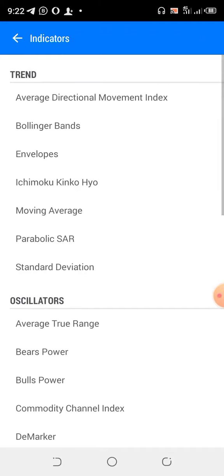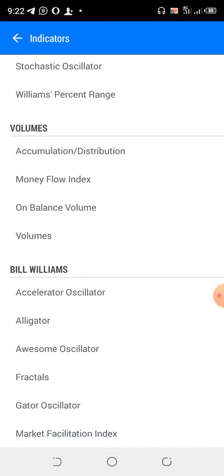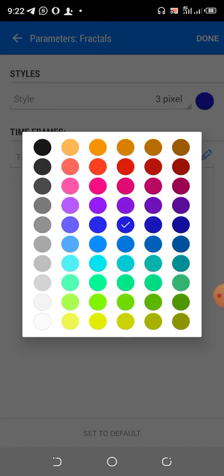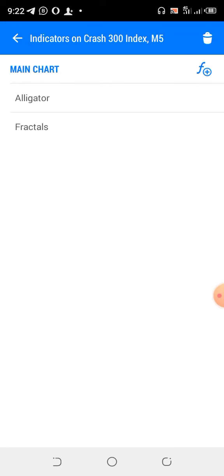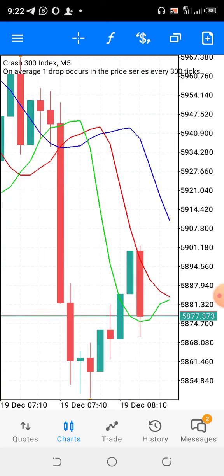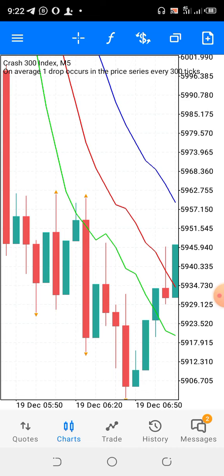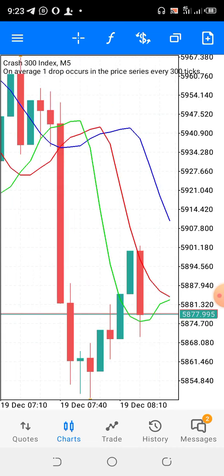Then there is something else you need to add. You need to add fractals. It is the same Bill Williams that owns these things. It's a very powerful man. So we use the fractal. I'm using blue, but I can also change it to possibly gold or anything. So just see, this is what I just added now. That arrow on top is what I just added.